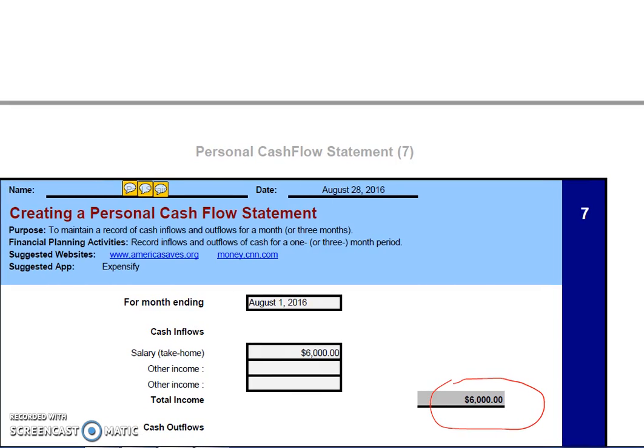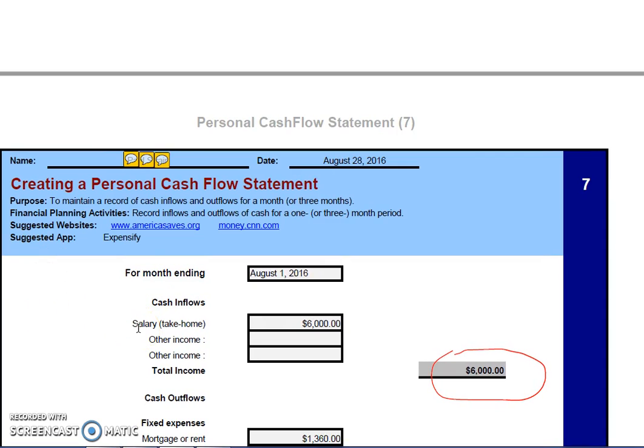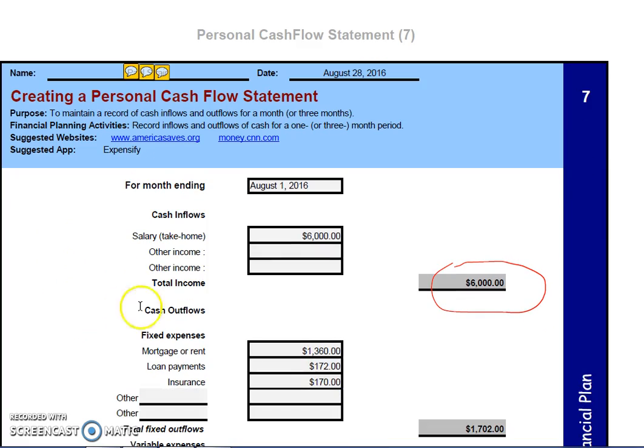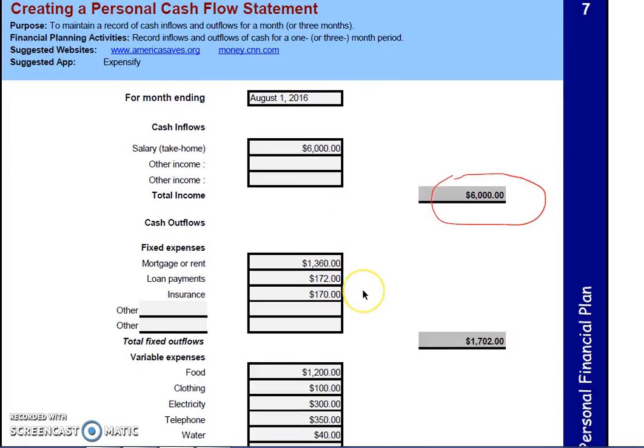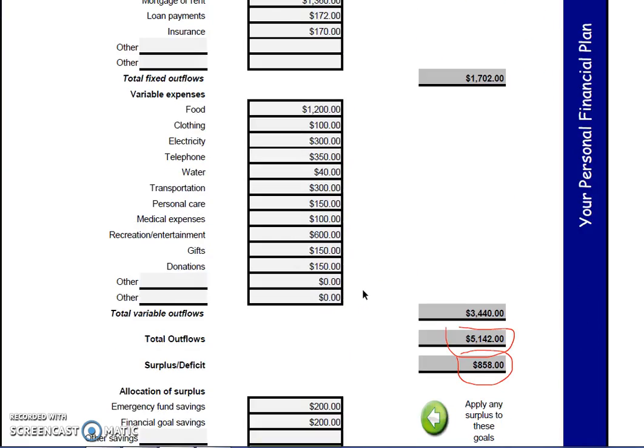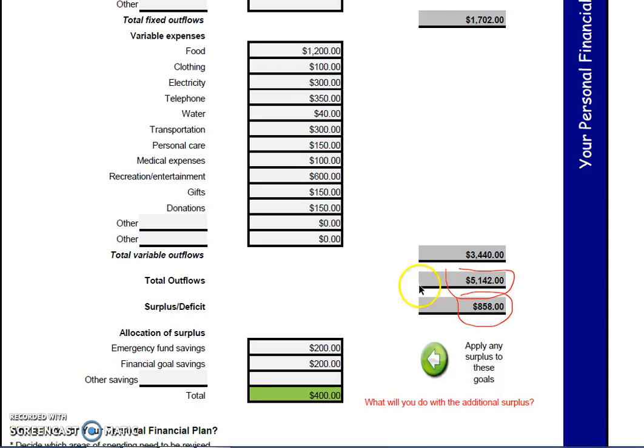Let's get this over just a little bit. Okay, the personal cash flow statement is nothing more than how you spent your money for the month, or for whatever period of time you're recording. So we start out with total income. In this example, there was $6,000 of total income. I look down here at the outflows. The outflows on this statement was $51.42. So the difference between the two was $858, and that would be in balance, which is exactly what you would expect.